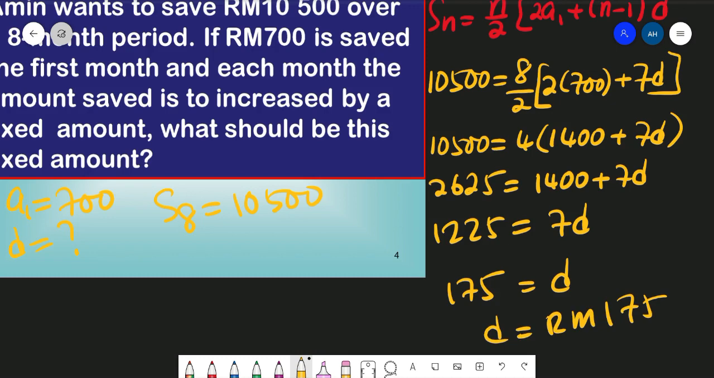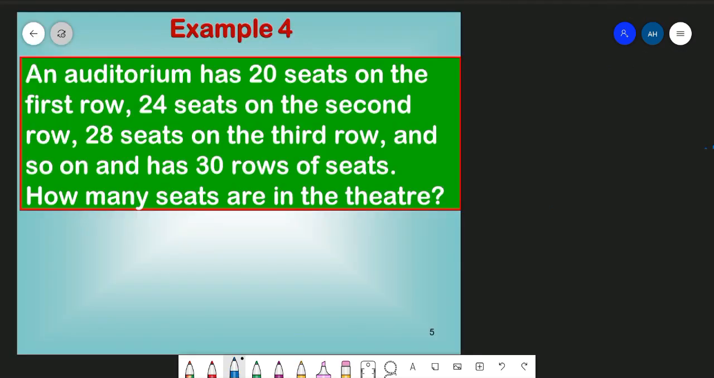That's the fixed amount that Amin has to increase every month, in order for the total amount of money he collects at the 8th month to be 10,500. So every month he has to increase this much, that is 175 ringgit. This is example number 4.